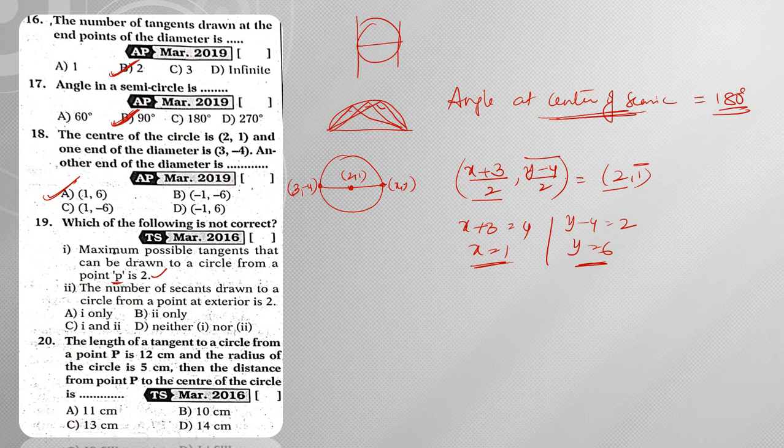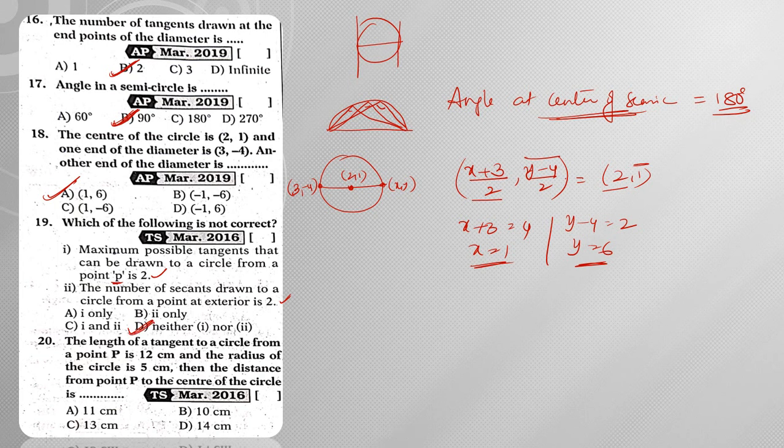Next, the number of secants drawn to a circle from a point exterior is 2. So it is also false. From an external point, we can draw many secants. There is no restriction for secants, right? But for a tangent, it should touch the circle at only one point. From this, what can we say? Neither 1 nor 2 will be my answer.